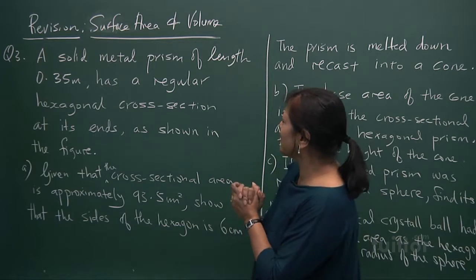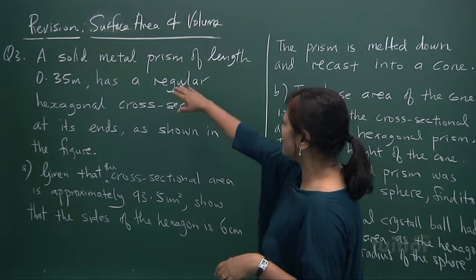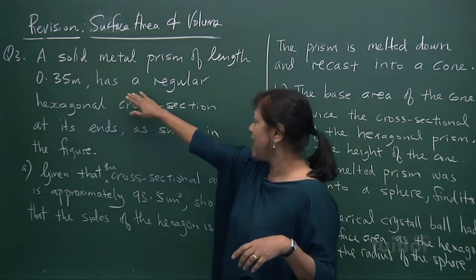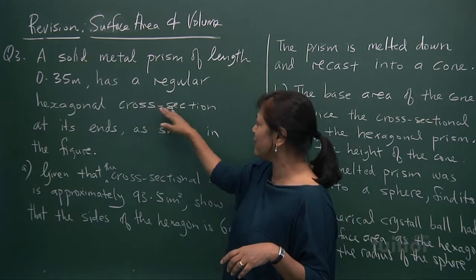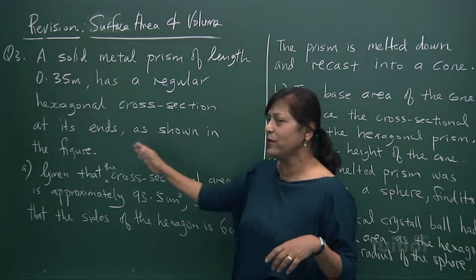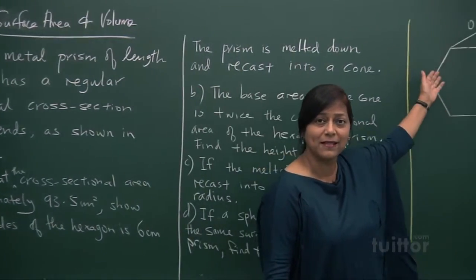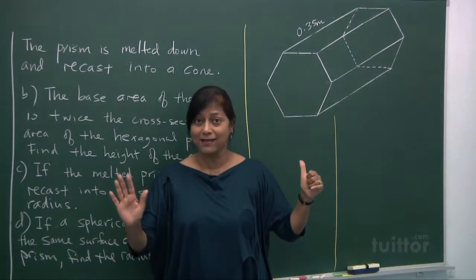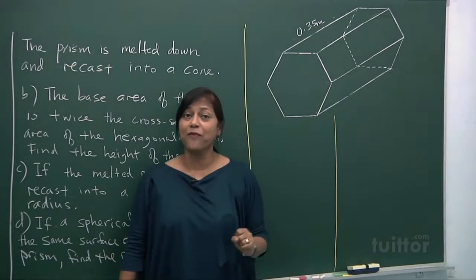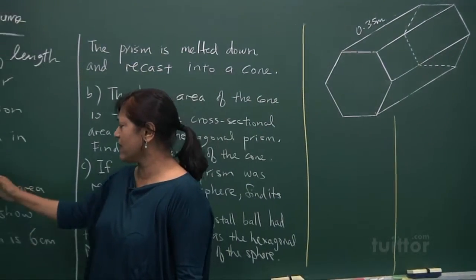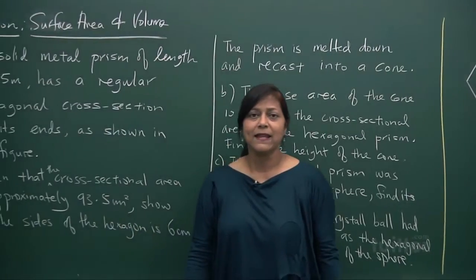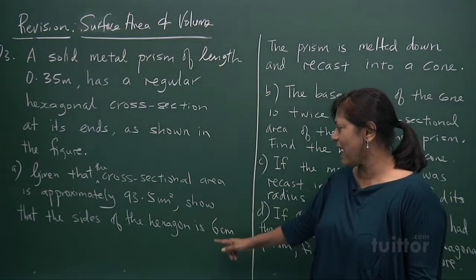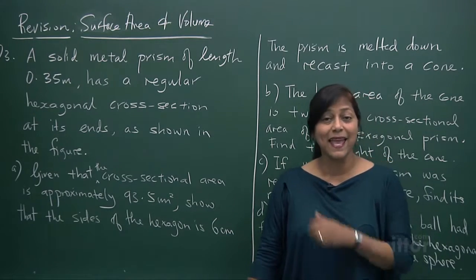Now let's look at this. What is this sum all about? It's a solid metal prism of length 0.35 meters and has a regular hexagonal cross-section at its ends as shown in the figure. You can see a regular hexagon, and a hexagon has 6 sides, and the length is 0.35 meters. Given that the cross-sectional area is approximately 93.5 cm squared, show that the side of the hexagon is 6 cm.